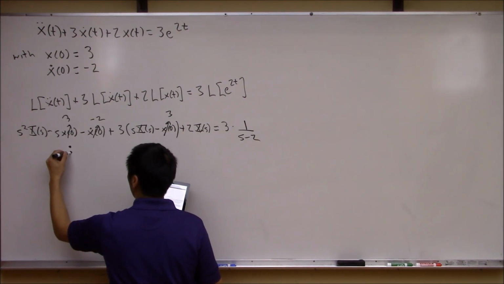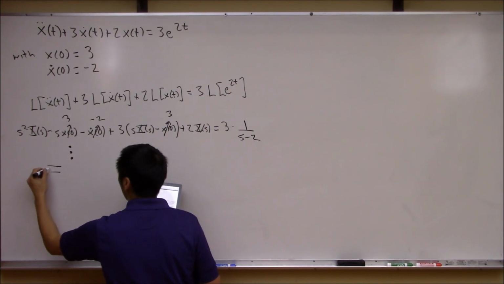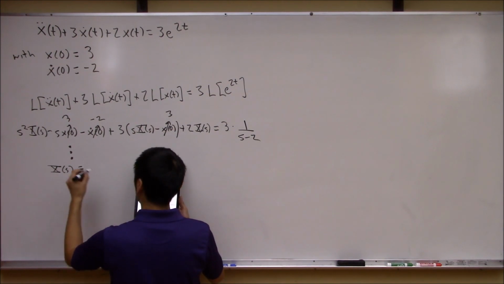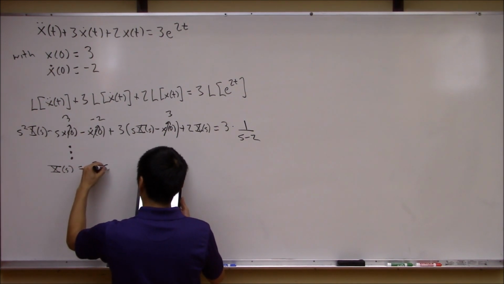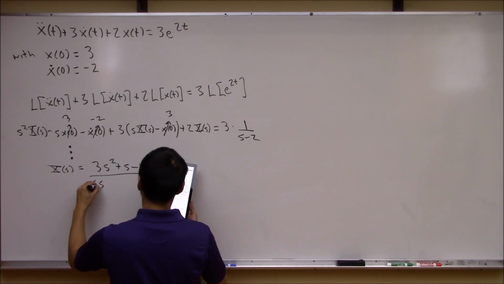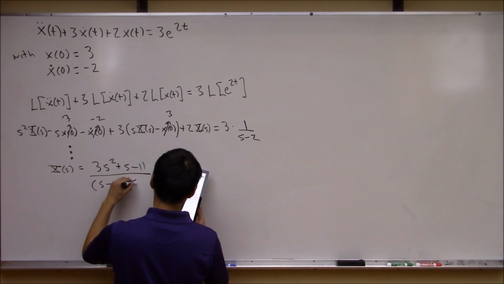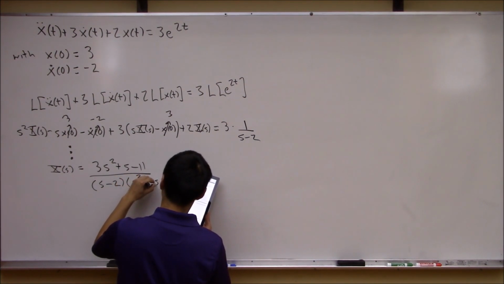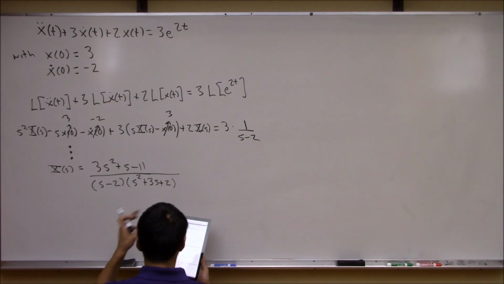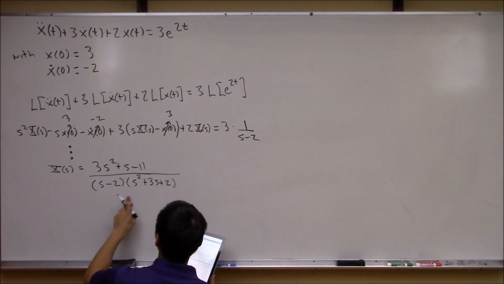So I'm just going to say dot, dot, dot. I'm going to assume that you can solve that algebra and get to the point where this X(s), if you solve this thing, is going to look something like (3s squared plus s minus 11) all over (s minus 2) times (s squared plus 3s plus 2) for the denominator, okay?